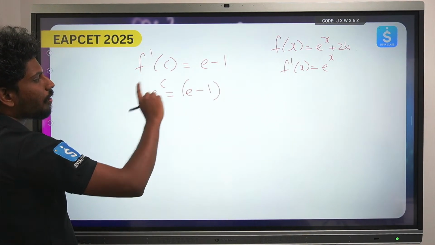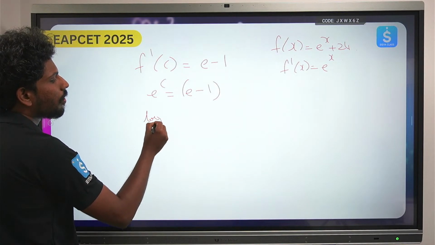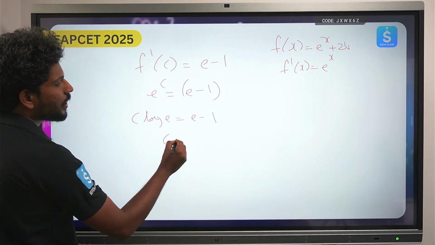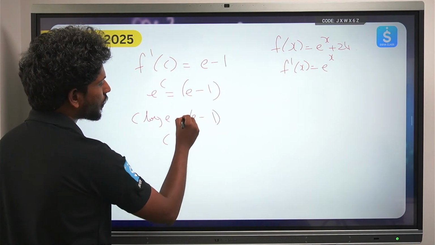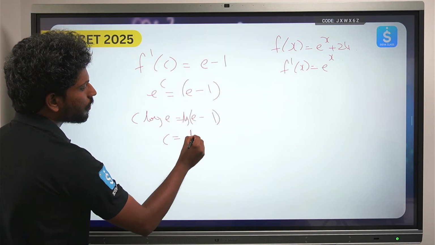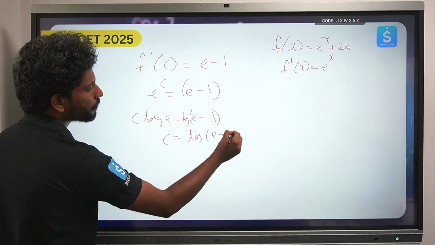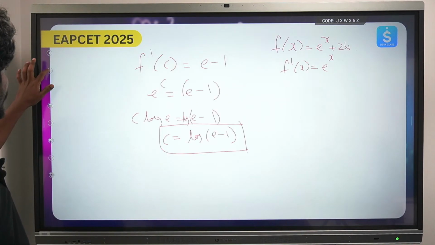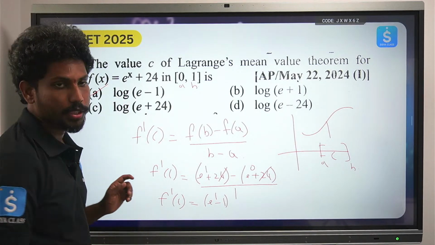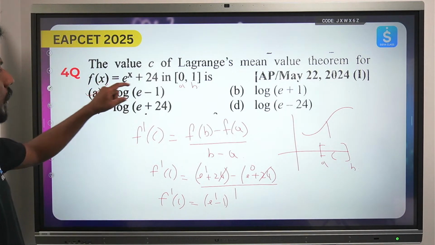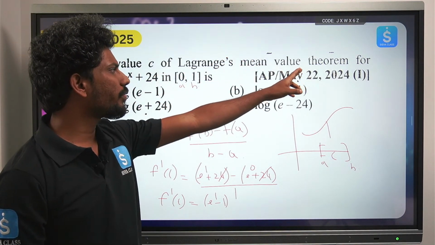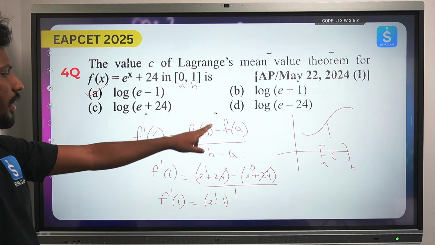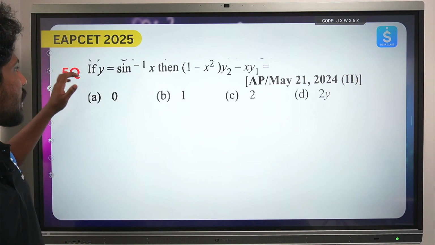Now if I apply log on both sides, so that will become log e power c, that will be c log e is equal to e minus 1. So you are applying log on both sides, so c is equal to log e minus 1. Okay, it's option A. Okay, so simple. Whenever it is the Lagrange mean value theorem, we can easily solve. First take the differentiation and just substitute f of b minus f of a by b minus a. Let's be even more quicker here.